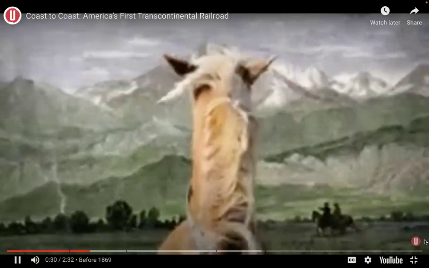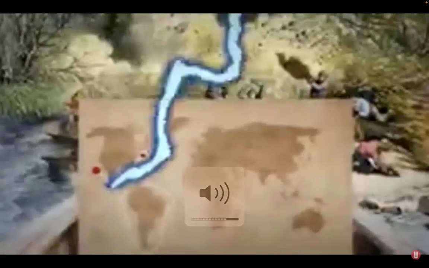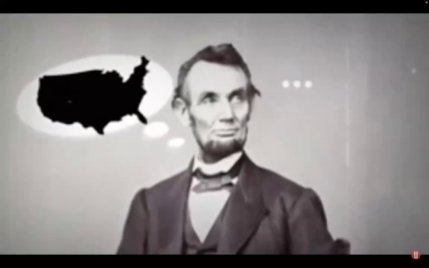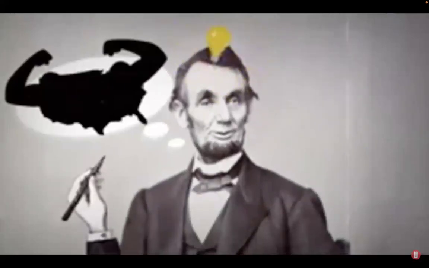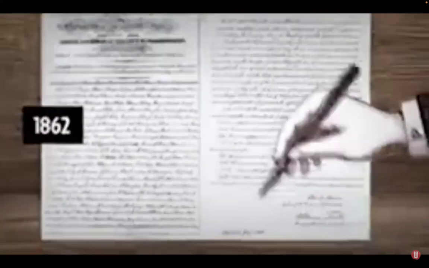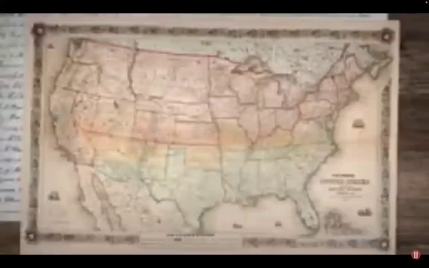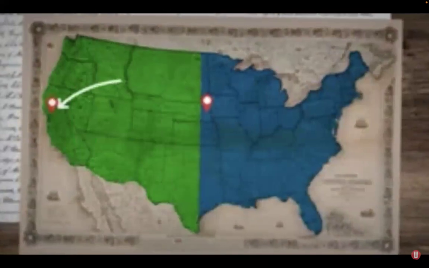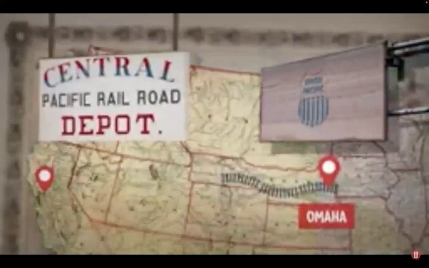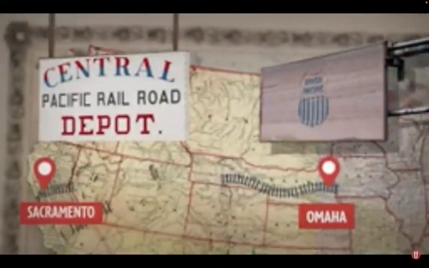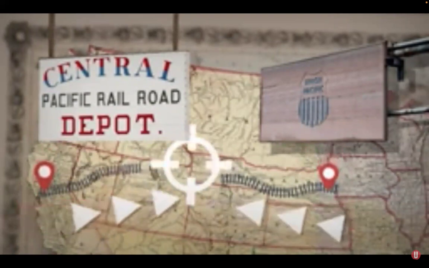Before 1869, coast to coast travel in America was crazy expensive. It took months, and the journey was fraught with danger, whichever way you went. President Lincoln knew that if the United States was to fulfill its true potential, something needed to be done. So in 1862, he signed the Railroad Pacific Act to connect the east of the U.S. to the west. The Union Pacific Railroad Company began laying tracks in Omaha. The Central Pacific Railroad Company began in Sacramento, and they set out to meet each other in the middle.